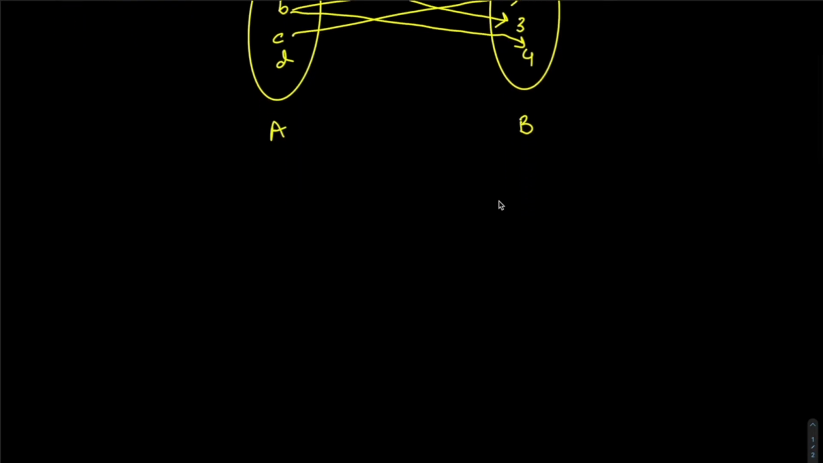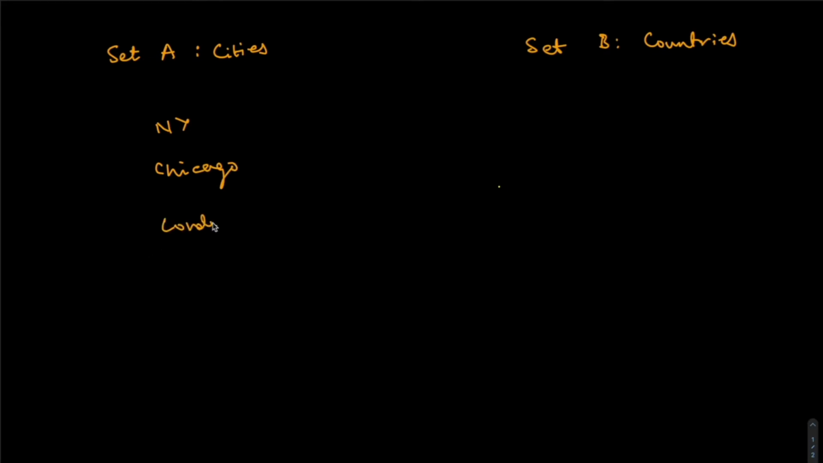Suppose we have another set, right? We have a set A, and I'll change the color, so I'll take orange. Suppose we have set A, and set A is cities, and set B is countries, right? So in set A, I can have New York, so I'll write NY. I have Chicago. I have London. I have Sydney, and then I have maybe Mumbai.